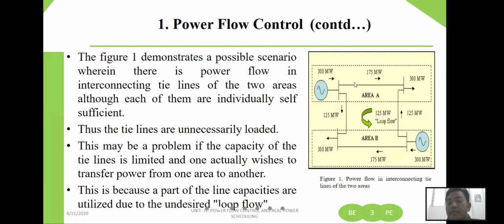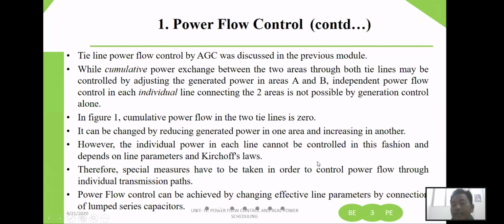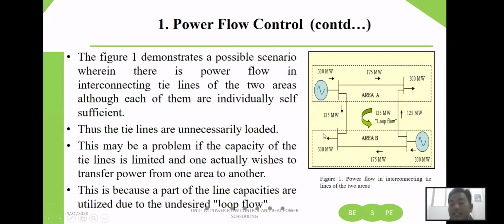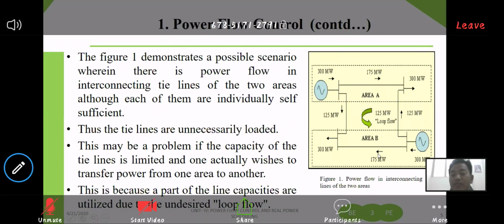You can try to do this, but it is not a good way or practice in a power system to control like this. The power in each line cannot be controlled in this fashion, and it depends on line parameters and Kirchhoff's law, the topology of the network and all. Generally we can do this, it's an easy way which we can explain, but this is not a good practice to control the power flow.